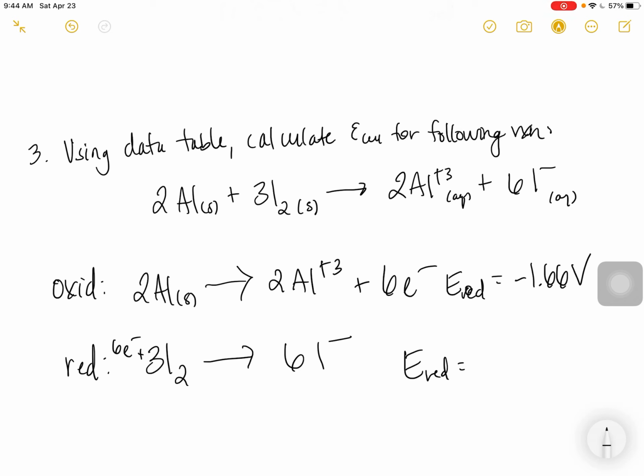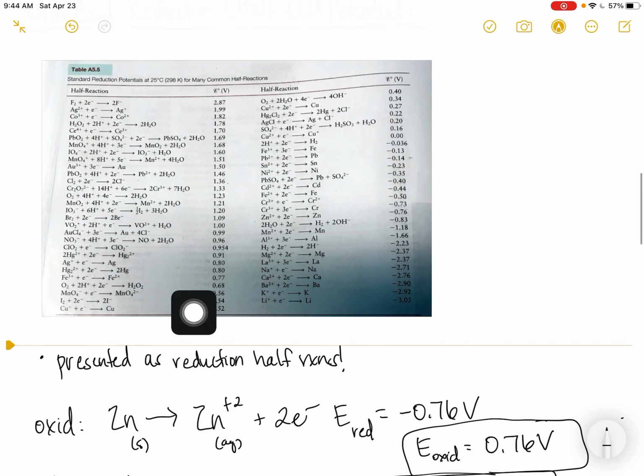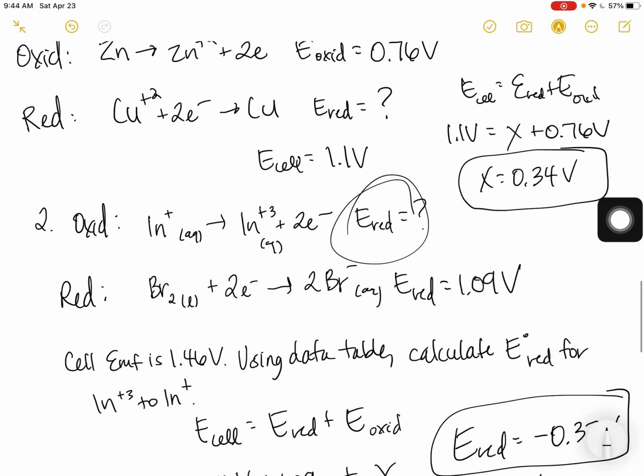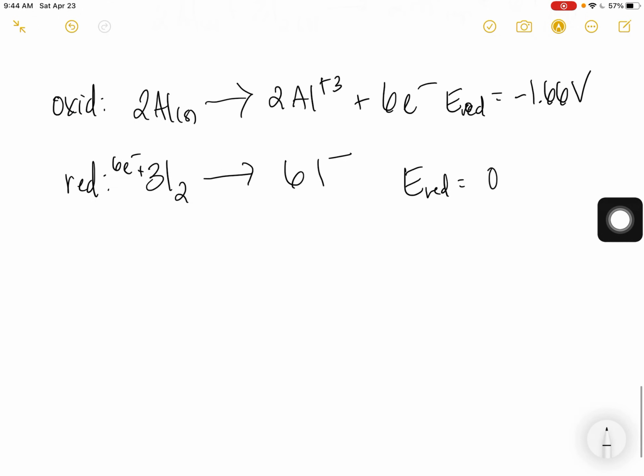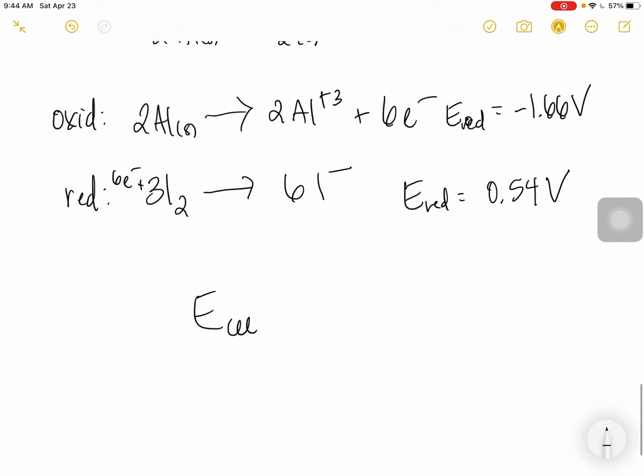Now you might say, shouldn't we double that? No, we should not double that because, again, remember, intensive, we just pull the reduction potential straight from the table. And then this one should be in the table as written, except I don't think it's going to be 3 and 6, right? It's going to be 1 and 2. So I2 being reduced to I minus, here it is, 0.54, that is a reduction reaction.